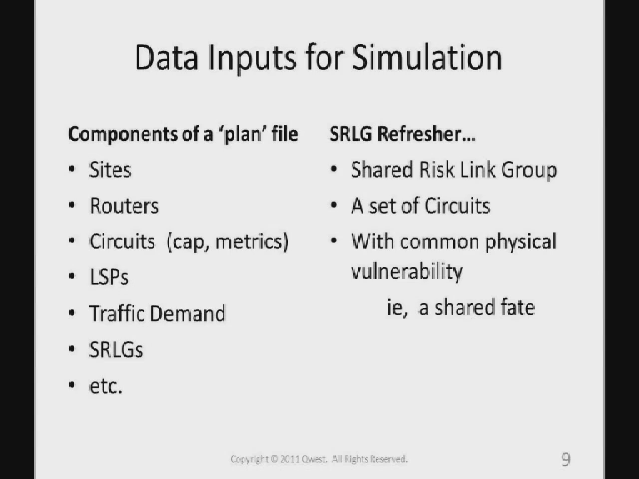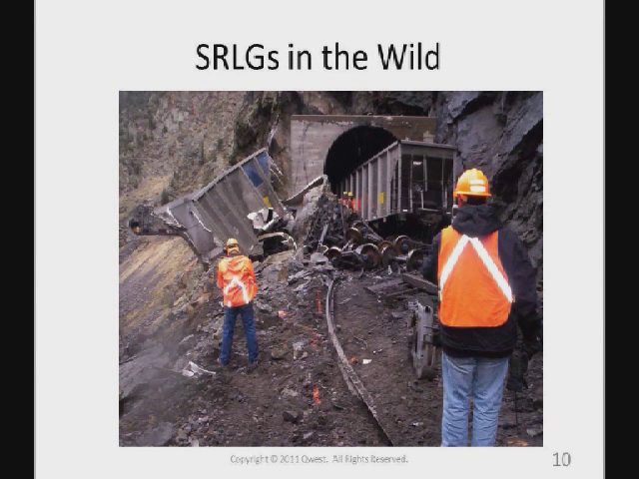And just a quick refresher on SLRGs. SLRGs are shared risk link groups. They're a set of circuits that share a common physical vulnerability. For example, a set of circuits that are provisioned through a particular conduit. When that conduit gets backhoed, that set of circuits goes down. Or the set of circuits that are provisioned to a router, that router goes belly up, and that set of circuits goes down. Here's a few that get our blood pressure up.